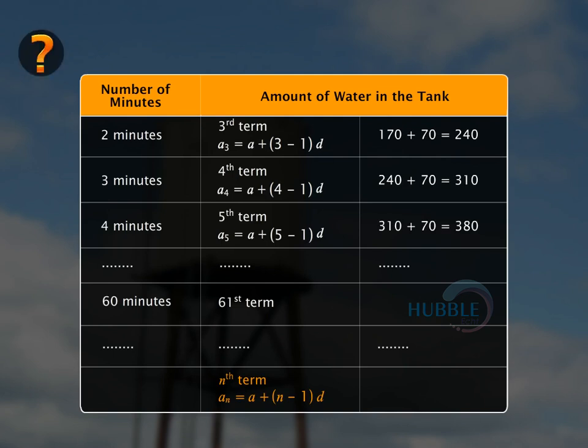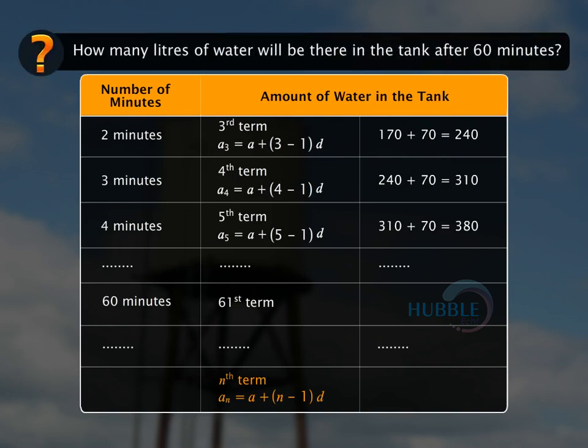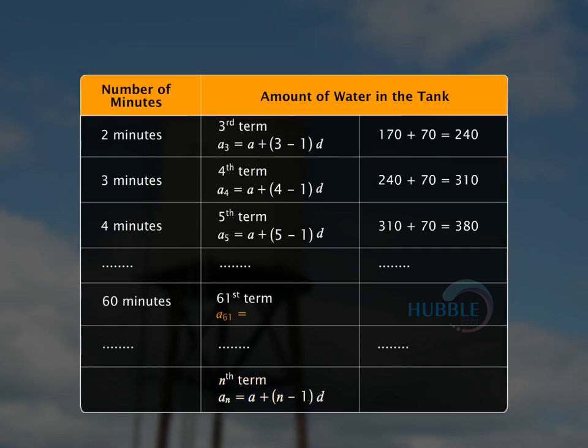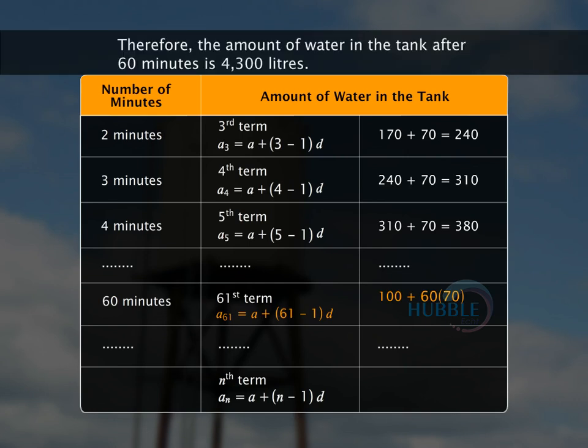Let's go back to our previous problem to find the amount of water in the tank after 60 minutes. Thus, the 61st term of this arithmetic progression is equal to A added to 60 times D. We then put in the values of A, which is 100, and D, which is 70, and simplify. Thus, we find the amount of water in the tank after 60 minutes.